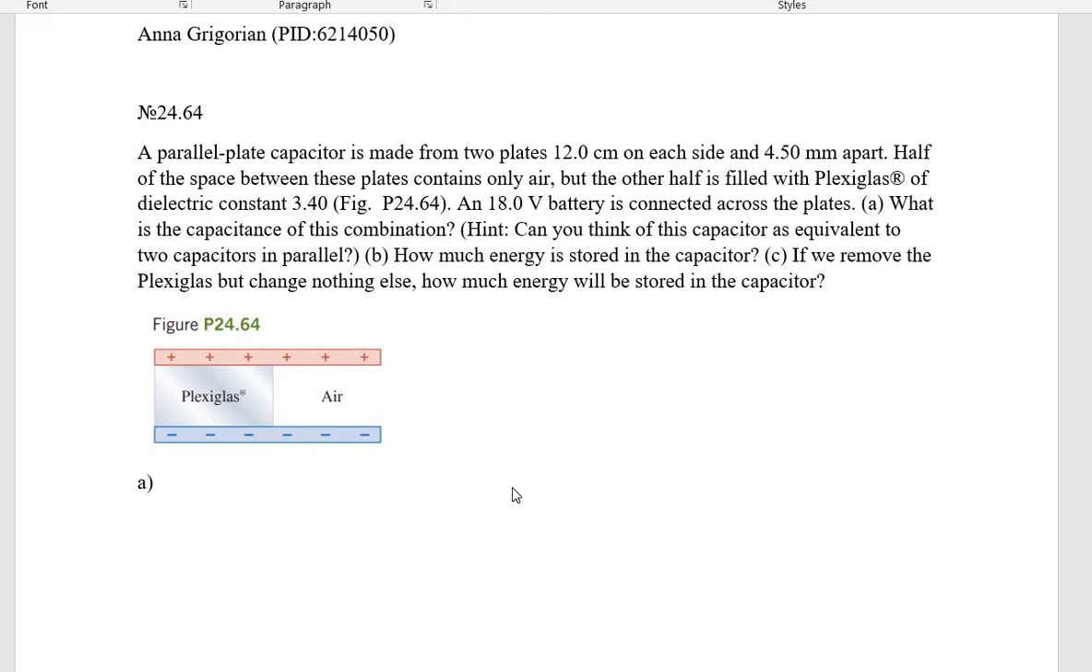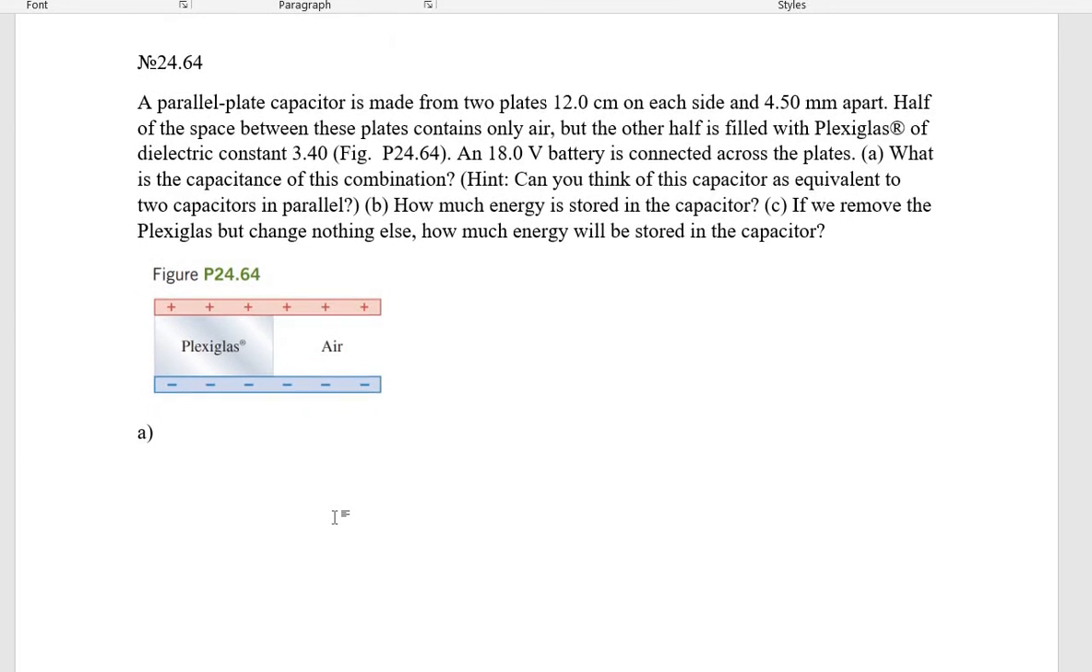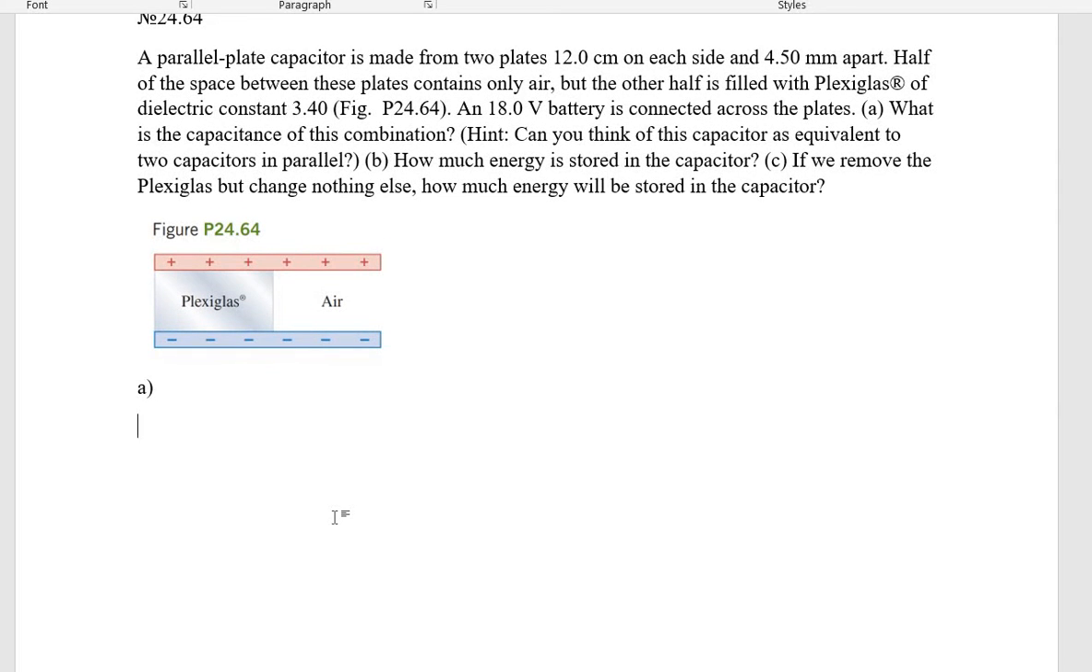plexiglass of dielectric constant 3.40. An 18.0 V battery is connected across the plates. So we have three parts to solve. Part A states: what is the capacitance of this combination. Part B: how much energy is stored in the capacitor. And part C says: if we remove the plexiglass but change nothing else, how much energy will be stored in the capacitor. So basically we have to start with the easiest part, part A.